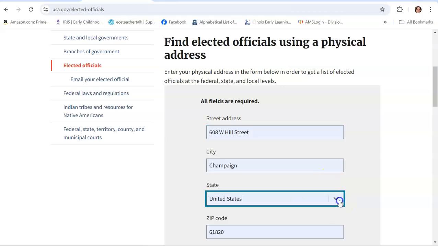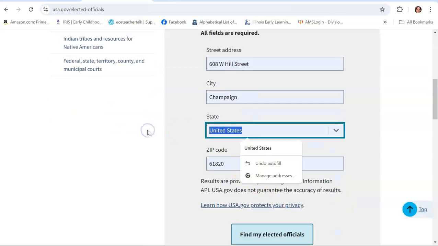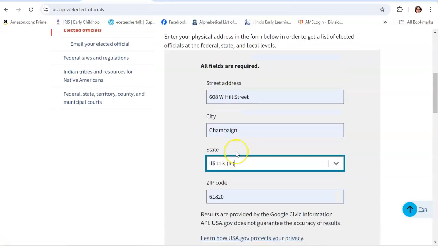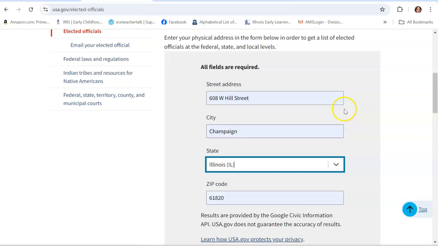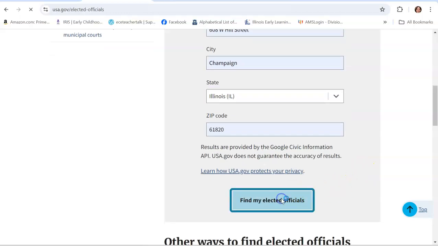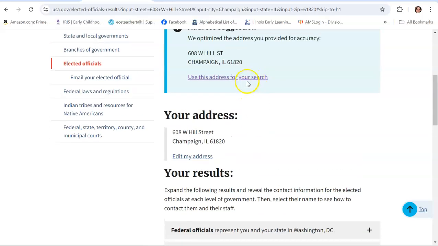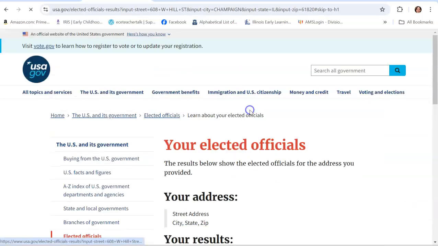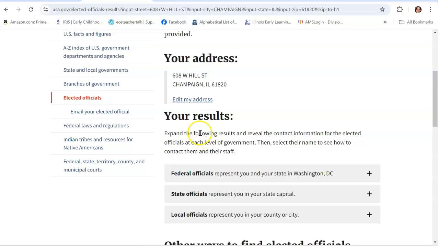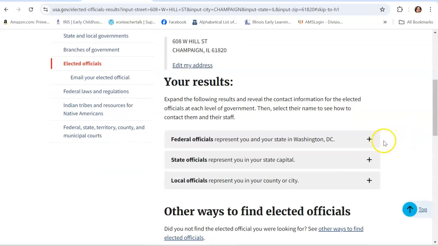So again, I'm going to put this in for me so you can see how easy this is. You put in your address. Most of you would put in your permanent address, your address at home. And then click on Find My Elected Officials. And it may say, oh, we really want you to use this address. Okay, fine. So this is how easy it is to find out.